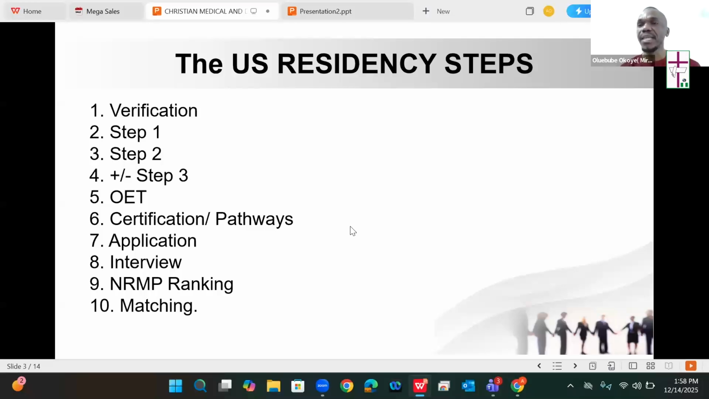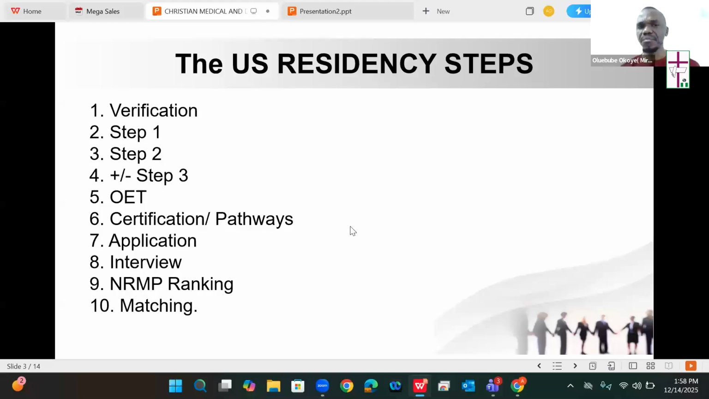And OET is Occupational English Test. It's more or less like IELTS, but here in the US, what they use is OET. And it's an English test. You just have to do it, because without your OET, you cannot be certified. You cannot be given the ECFMG certificate, that certificate to practice as a doctor here in the US. So with your step 1, step 2, and your OET, you can apply for your certification, or what we call pathways. There are different pathways: pathway 1, 2, 3, 4, 5, 6.